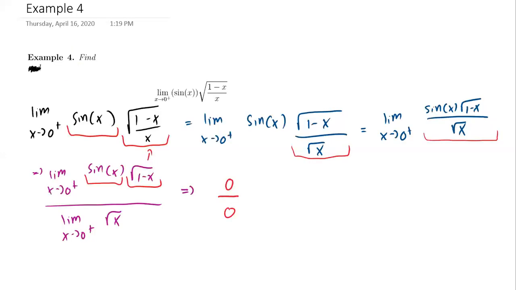By L'Hopital's rule, then we can just find the limit as x approaches 0 from the right of what? So we take the derivative of the top and bottom. Right, so what do we get? We need the derivative of sine x times square root of 1 minus x. So we have to use the product rule, right? Okay, so for the top, I'm going to use the product rule. Derivative of sine is cosine. Leave square root of 1 minus x the same.